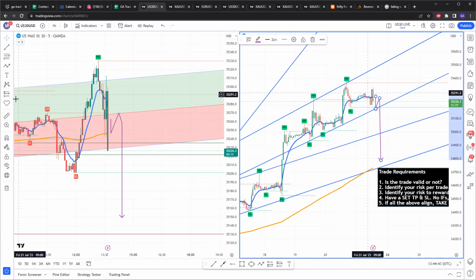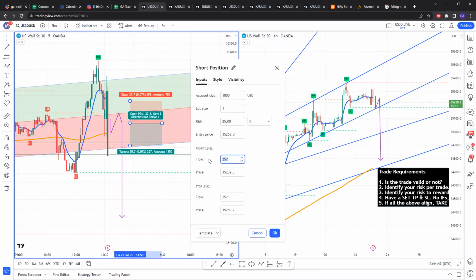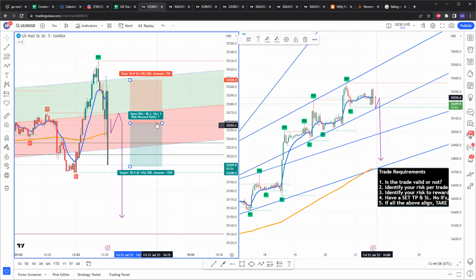All right, let's see. I want to see if we can get this. This is the entry I'm looking for, and this would be a quick entry. I know I haven't done a 50 pips TP and stop loss in a minute. Yeah, that thing is melting. If we don't get this, I'm just going to hold off.